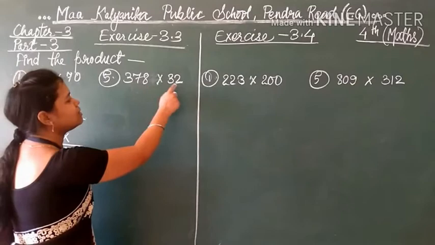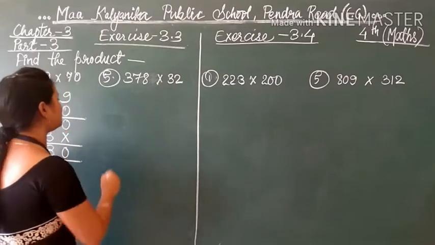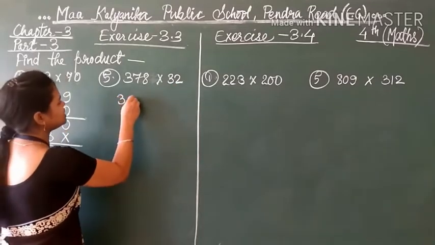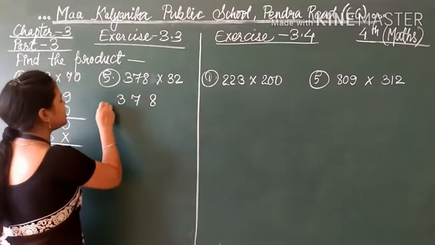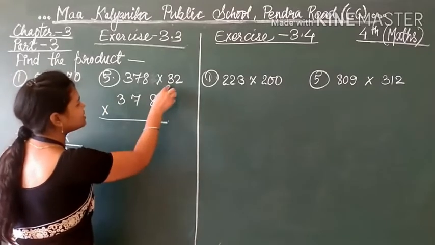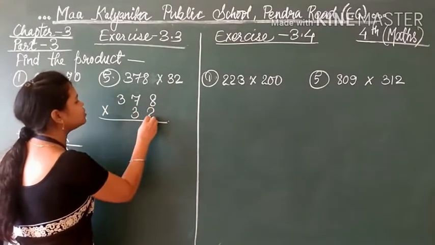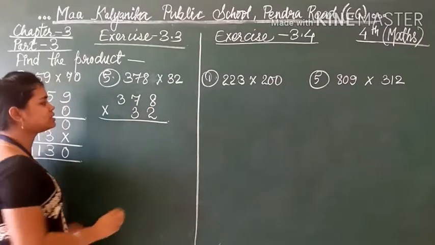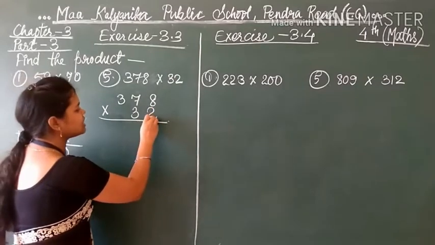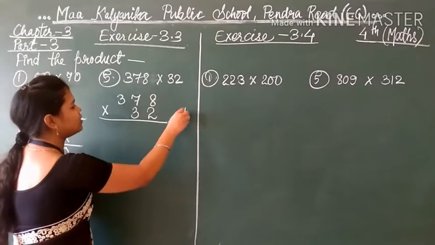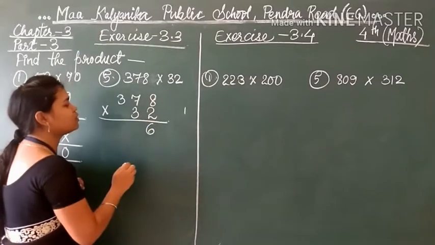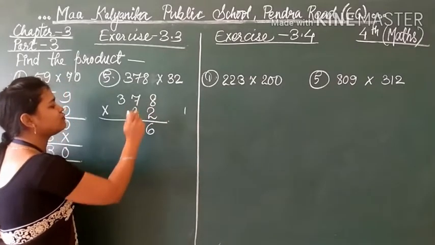This is a 3-digit number and this is a 2-digit number. Okay, so simply 378 multiplied by 32. 3 here and 2 here. Okay students, now move to the next step. 2 8s are 16. 1, 6, 16. Okay. Now 2 7s are 14.